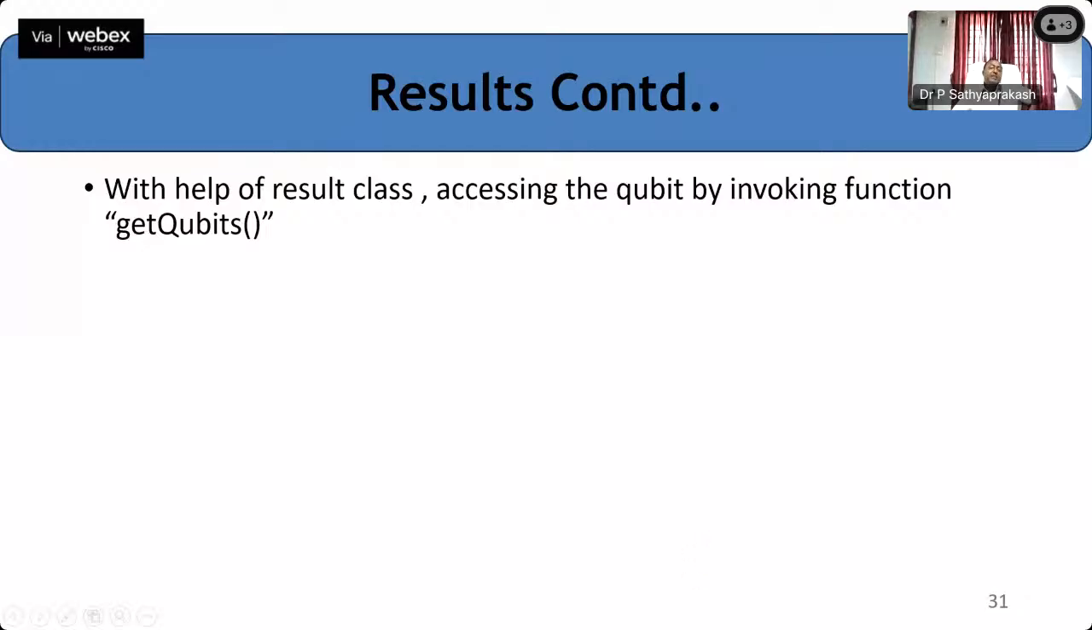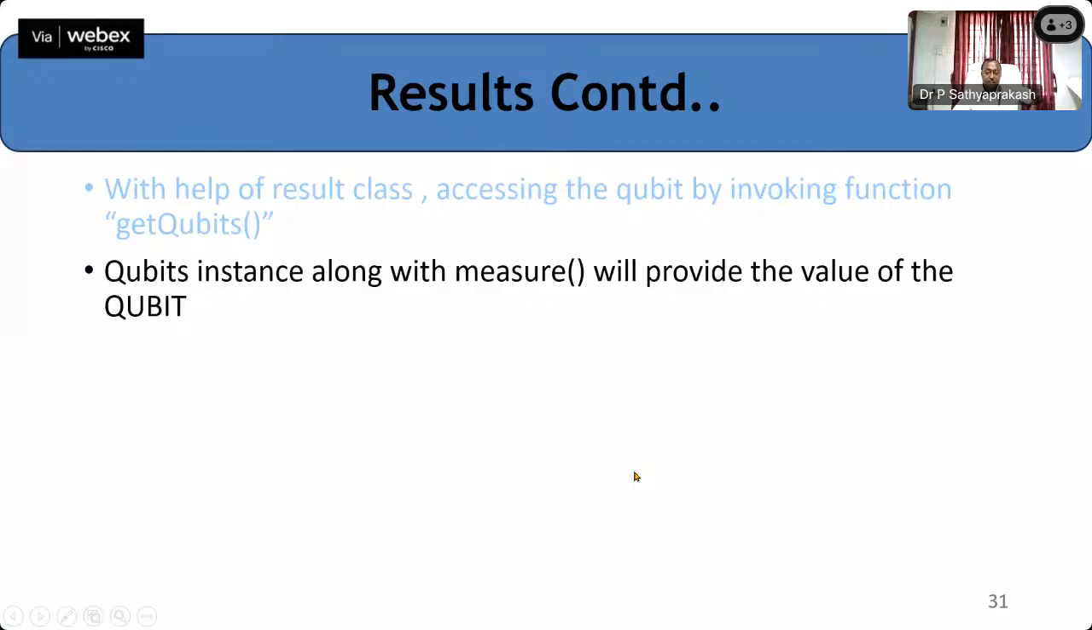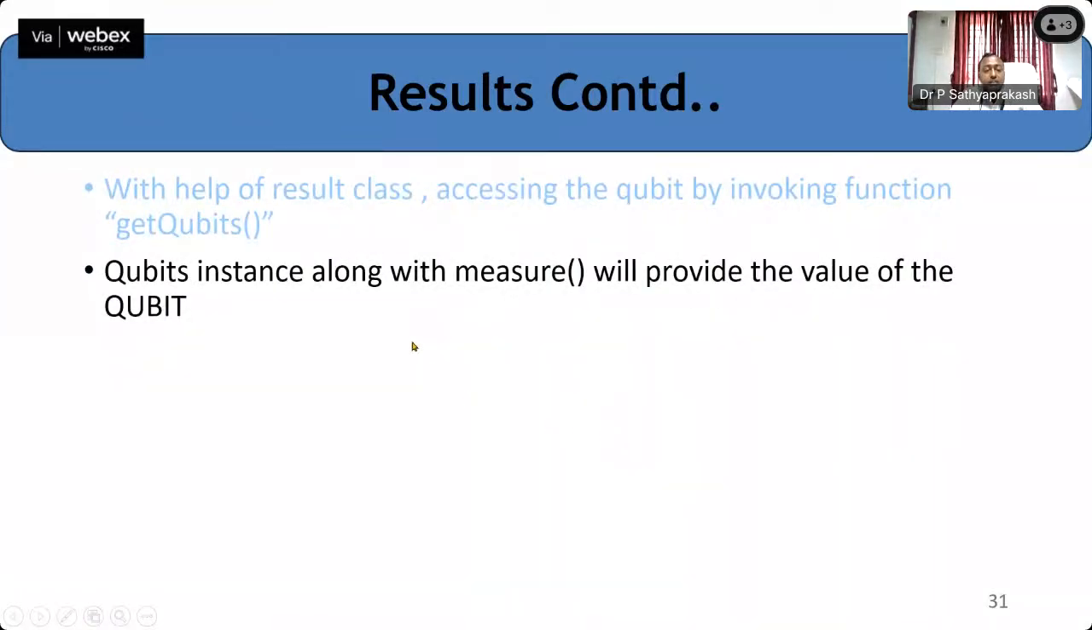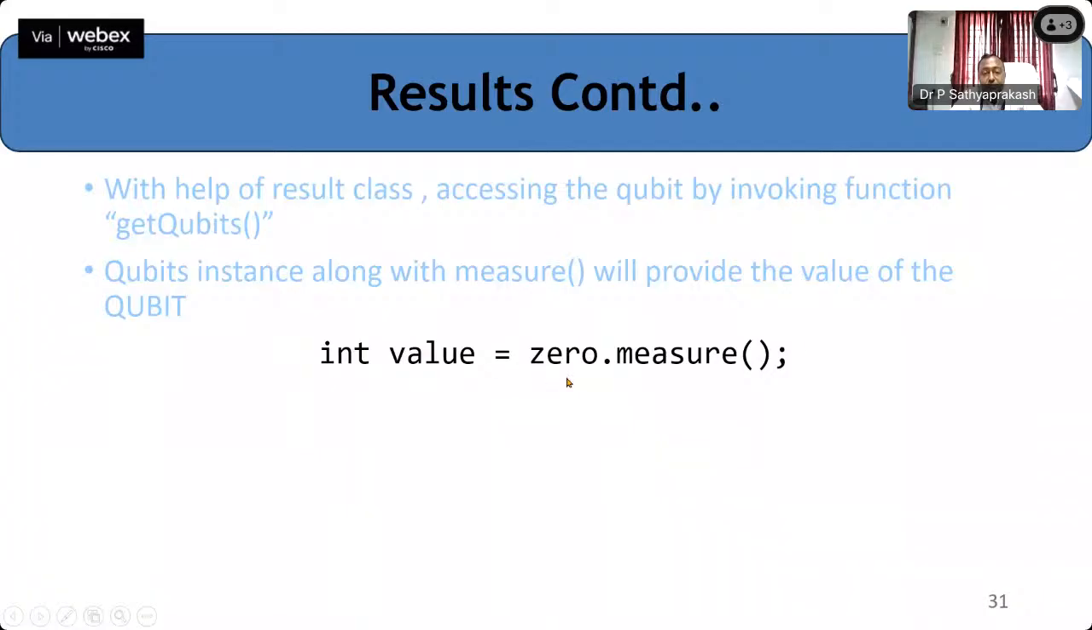Continuing, with the help of the result instance, we can invoke a function called getQubits. Suppose there is a qubit, with the help of what? Result. So what is the instance we had in the previous step? Result. So right, 0 dot measure. The 0 is, as of now, my first qubit. So this is the instance of the qubit, 0 dot measure. Whatever value is inside the qubit will be stored to a variable called value. This is the syntax for measuring a qubit.